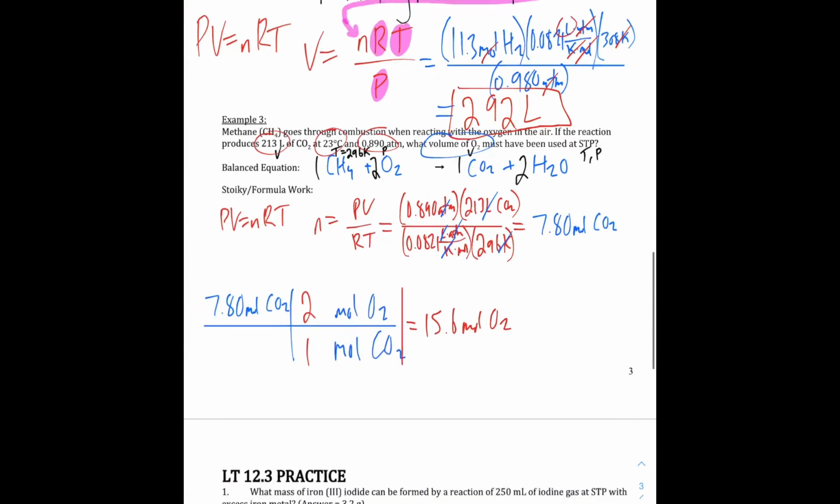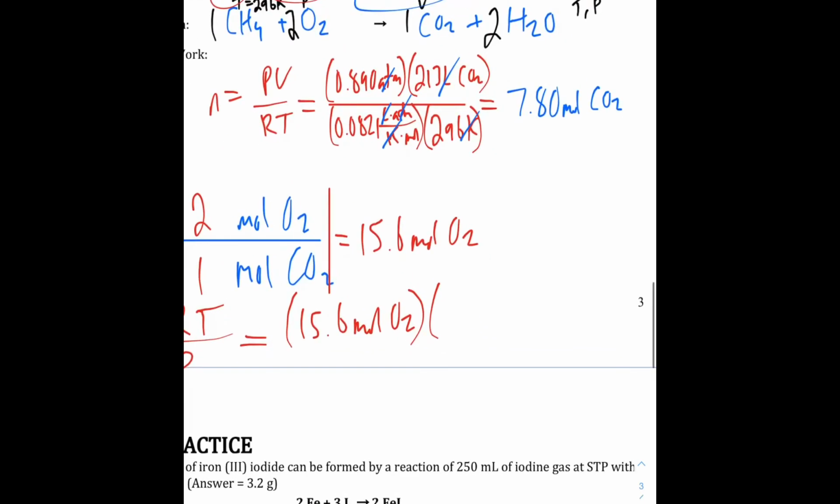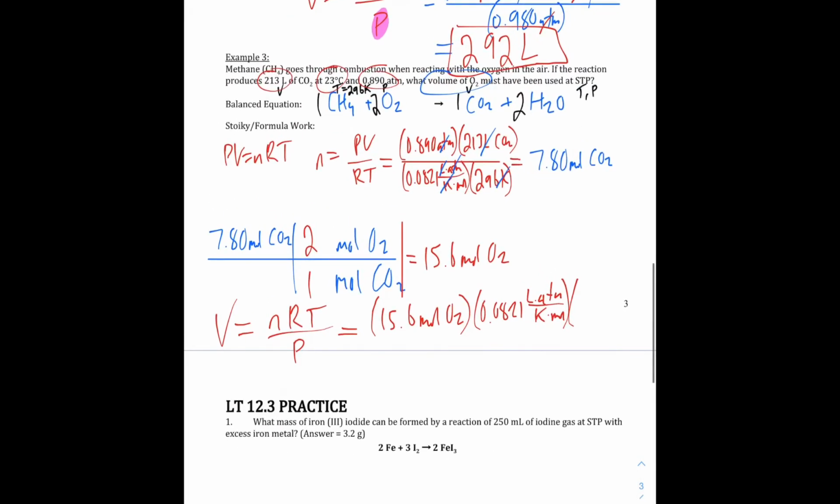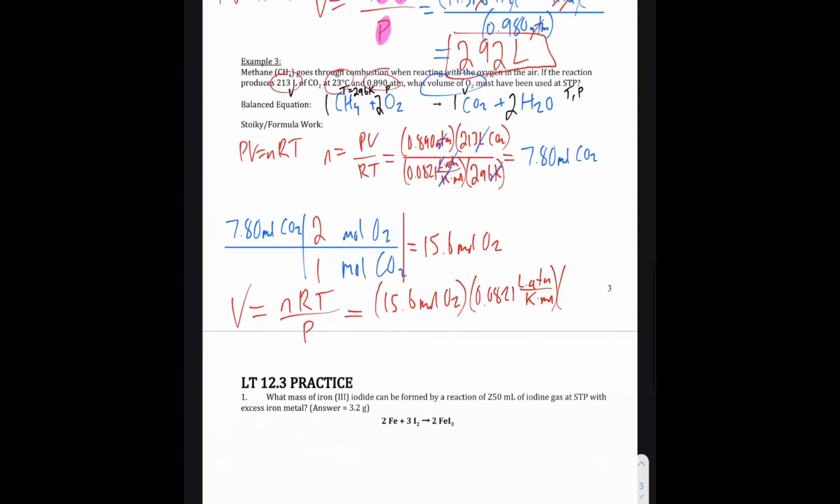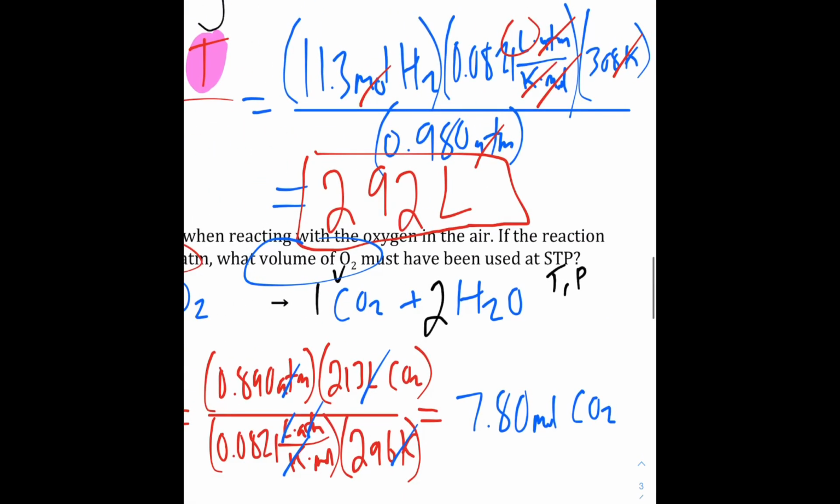But we're looking for volume, and we can get volume using PV equals nRT. Volume equals nRT over P. Plug in your moles of oxygen. Plug in your gas constant. That's sloppy. Kelvin mole. And let's see, where else? Temperature 296. Oh, what am I doing? Not 296. Yikes. Whoa. What volume of O2 must have been used at STP?